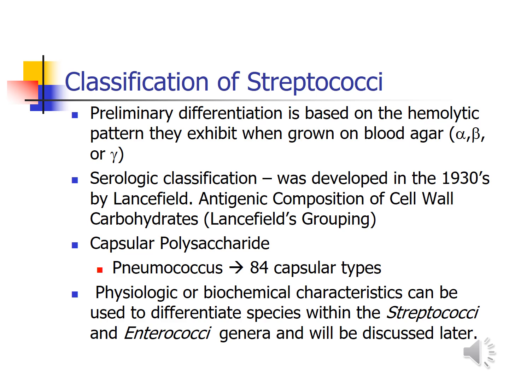Serological classification was developed in the 1930s by Lancefield, based upon the antigenic composition of the cell wall carbohydrate. This is called Lancefield grouping. Based upon the capsular polysaccharide, pneumococcus is differentiated into 84 capsular types. The next classification is based upon physiological and biochemical characteristics, which may be used to differentiate the species into Streptococci and Enterococci, which we will discuss in a future slide.